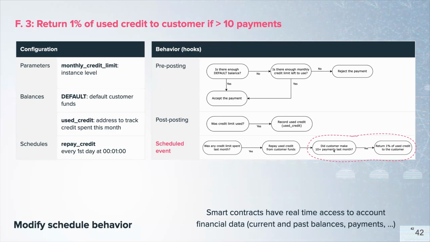And I am able to evaluate if the customer made at least 10 payments last month quite easily within the smart contract, because if you remember, the smart contracts have real-time access to the account financial data, current and also past balances and payments. So I will just fetch this data and ask if the number of payments was at least 10, for example, and if yes, then I will do the internal payment that will move the funds from the bank to the customer to repay the 1% of the credit limit back to the customer.